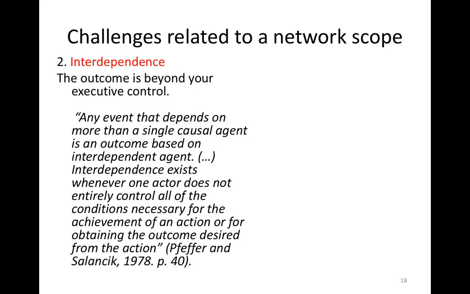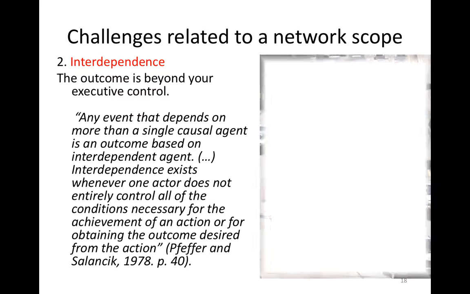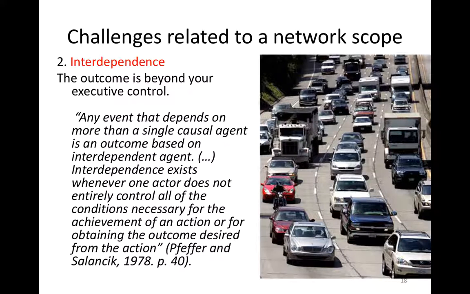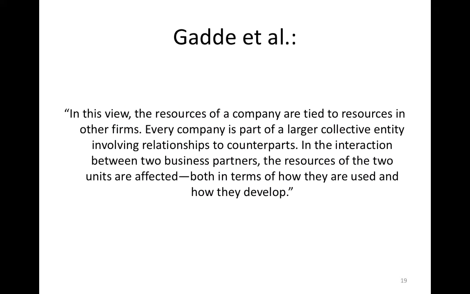So, a very obvious and easy example to understand would be traffic. Traffic is interdependent. So, for you to avoid a collision is a function of your own abilities as a driver, but also the abilities of drivers that are also on the road together with you. So your outcome depends on you and it depends on others who are beyond your executive control.